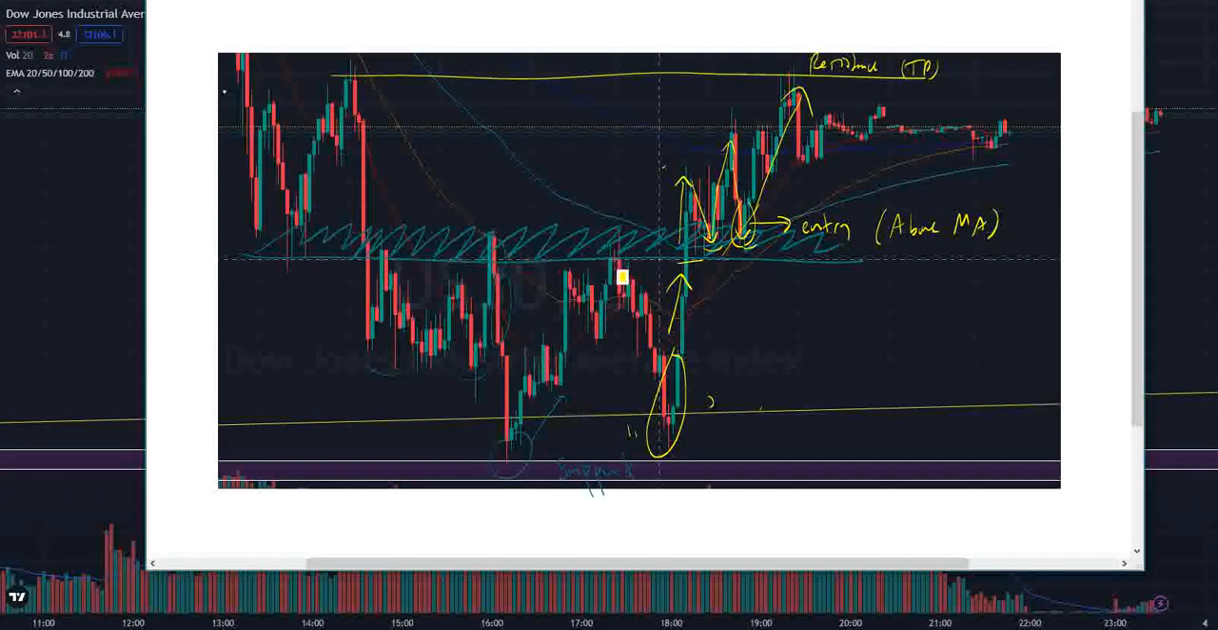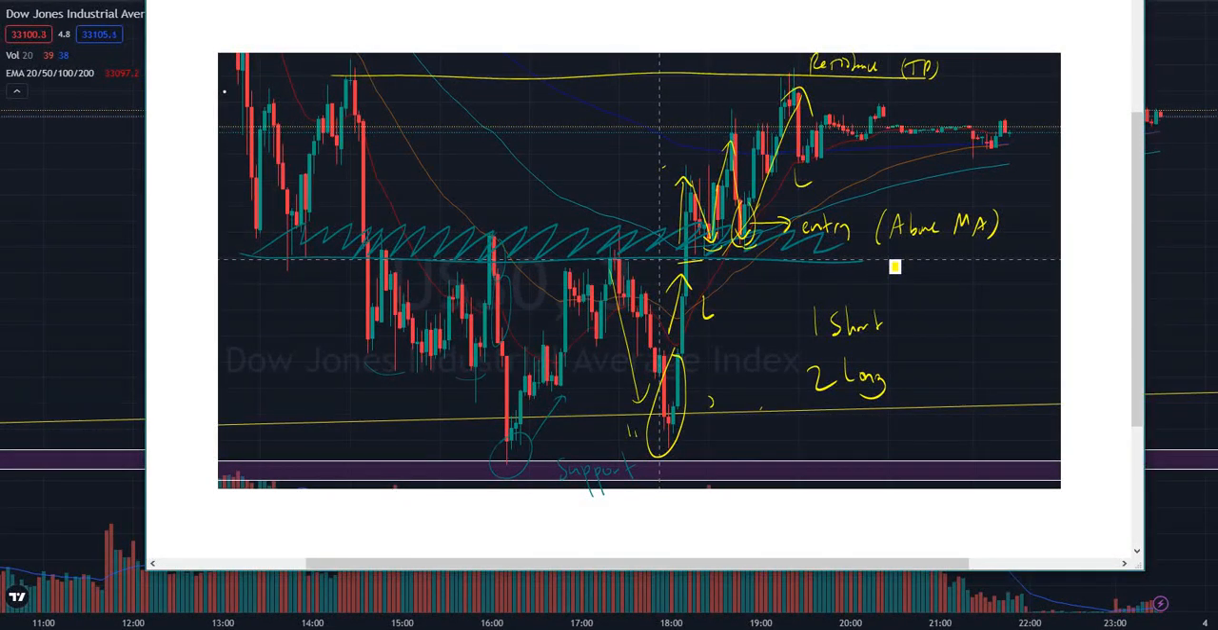It's pretty much a scalp, so you're going to get one trade down, one short, and you're going to get two longs. Yeah, it'd be a nice one. Amazing, isn't it?